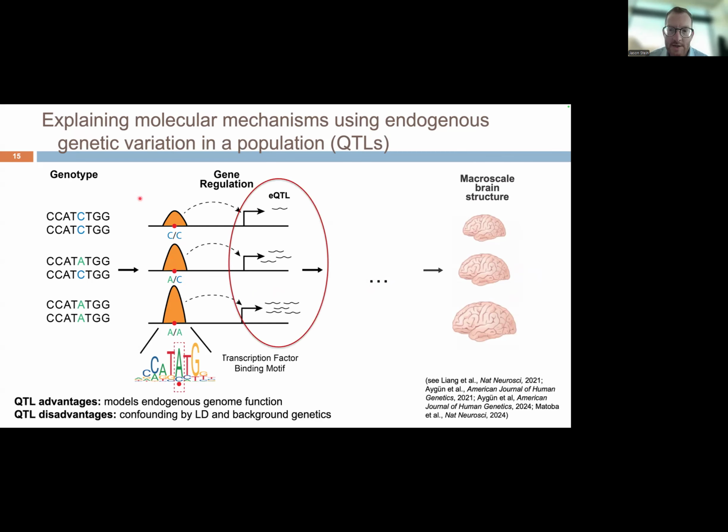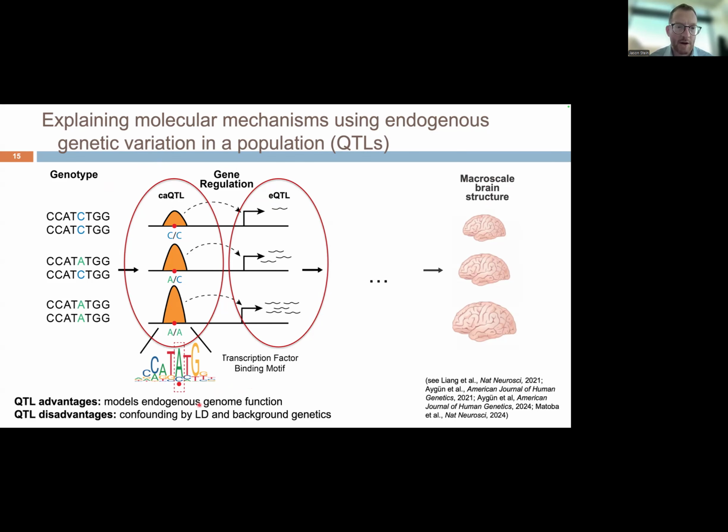We can do the same idea using chromatin accessibility in a population of donors to understand how genetic variation changes these regulatory switches. That's called a chromatin accessibility QTL study, or caQTL study. If we find that the same genetic variants are associated with differences in chromatin accessibility, gene expression, and ultimately macroscale brain structure, we can assume we have explained some aspect of how this genetic variant leads to risk for differences in brain structure.